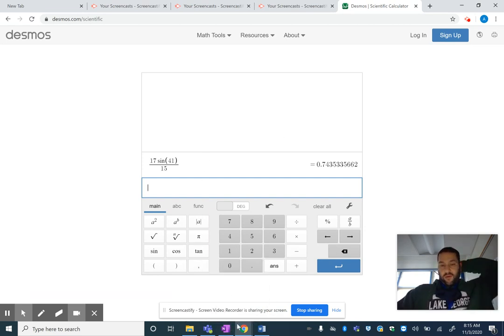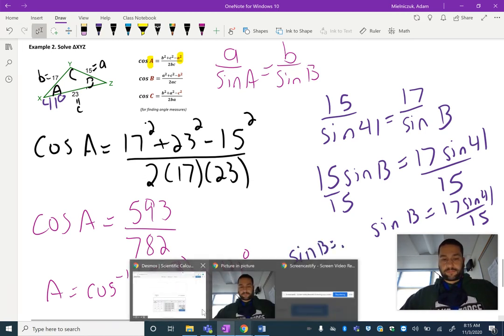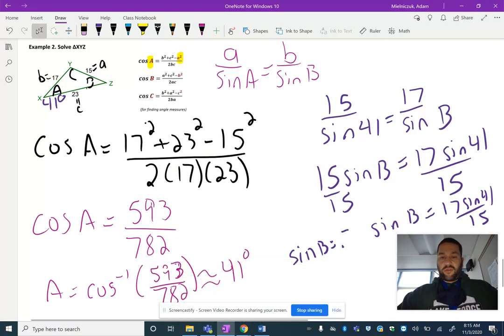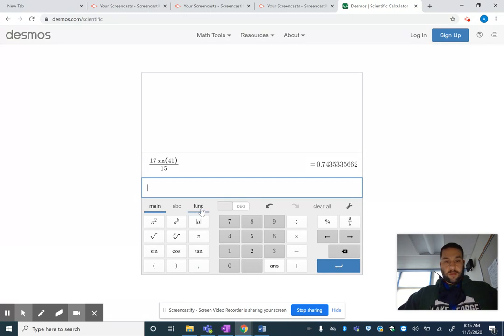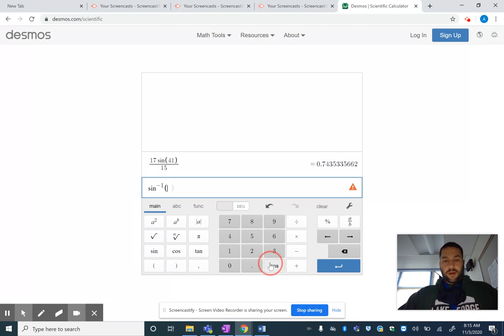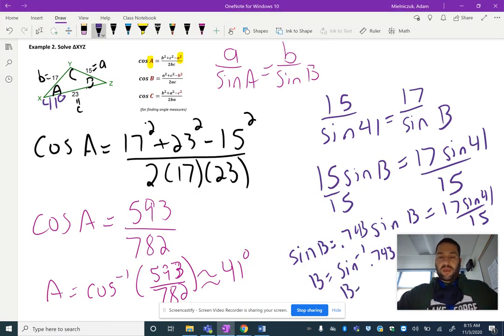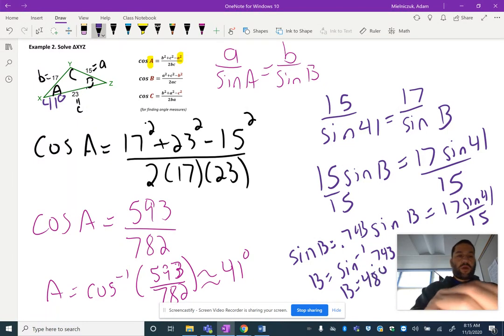Now we want the inverse sine of that. So we can say the sine of B equals 0.743, which means B is going to equal the inverse sine of 0.743. So let's put that in now. We go over to function, inverse sine, put in our answer, and we get about 48 degrees. So B equals 48 degrees. And we can label that up here, say 48.